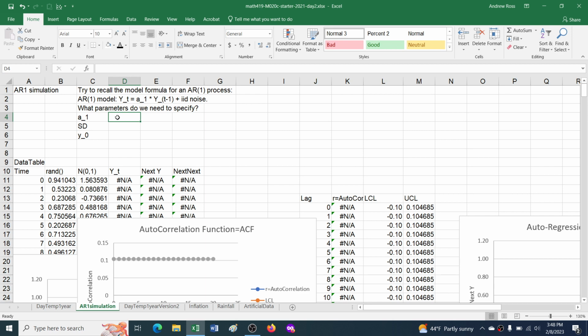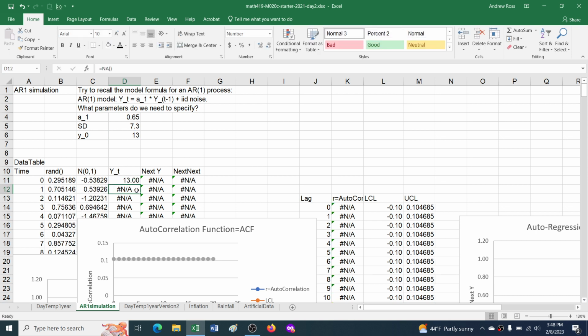So let's just put in 0.65 here. Standard deviation, we can put in anything we want. How about 7.3, just to prove that it doesn't have to be any particular special number. And y0, how about 13? 13 is a perfectly good arbitrary looking number. So we'll put y_t at time 0. We'll just make that a copy of y0 here.